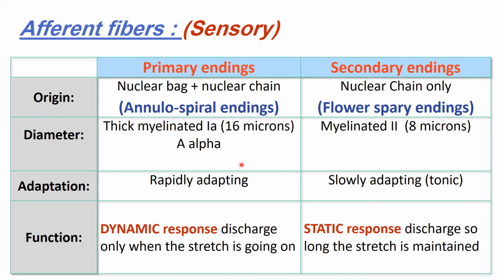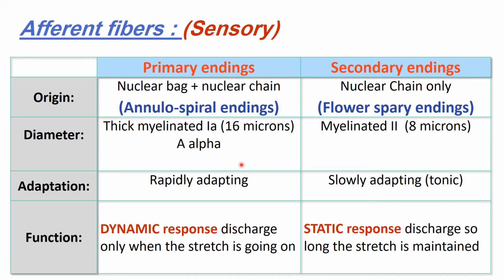The primary endings are rapidly adapting because they give a dynamic response. They discharge only when the stretching of the muscle is occurring, but they adapt rapidly. So when the stretch is maintained, they stop discharging. The stimulus is still present, but the response is off because they are rapidly adapting. They stop discharging despite the presence of the stimulus, which is stretching or elongation of the muscle. That we call dynamic response. It discharges only to inform the body that stretching is happening now.